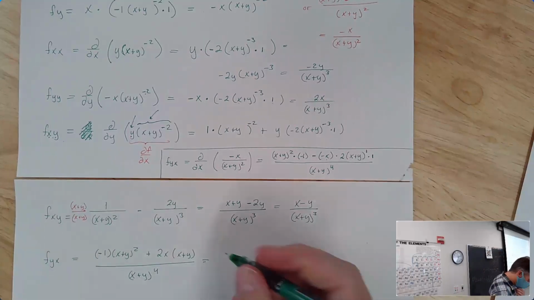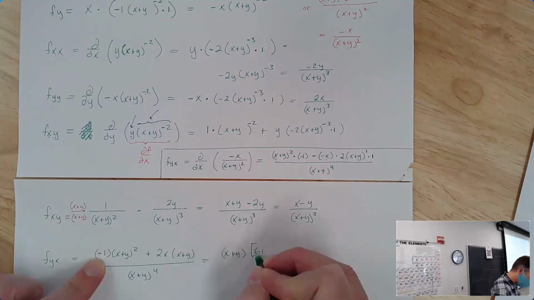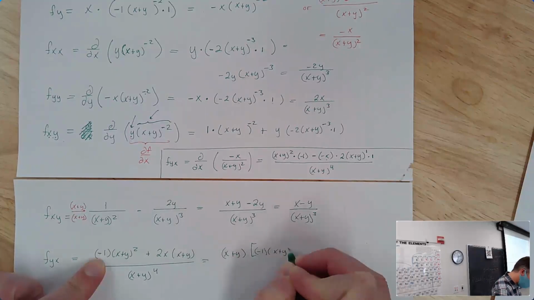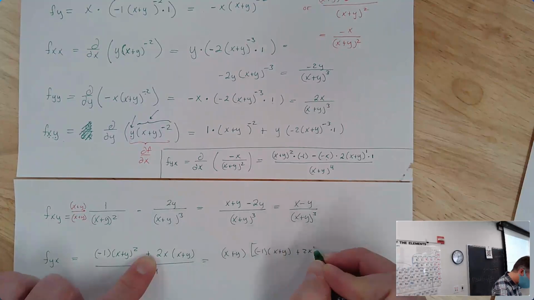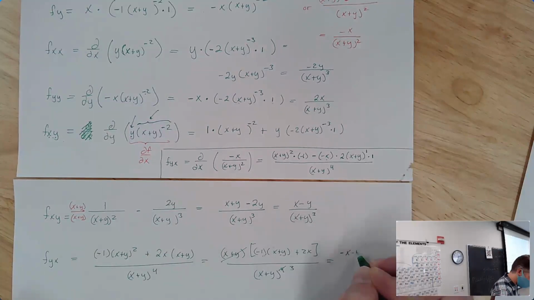I factor out an x plus y. I'm left with a -1 times an x plus y plus a 2x divided by x plus y to the fourth. Cancel one of those and one of those. I'm left with -x minus y, I've got to distribute that, plus 2x all over x plus y cubed. And we got the same thing. That is definitely equal to x minus y over x plus y cubed.